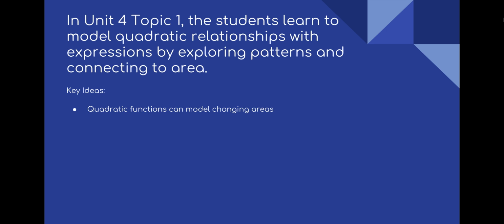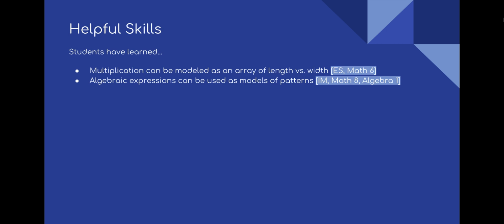In Unit 4, Topic 1, students learn to model quadratic relationships with expressions by exploring patterns and connecting to area. Key ideas include that quadratics and quadratic functions can model changing areas. Helpful skills: at this point, students have learned multiplication can be modeled as an array of length versus width. This is done extensively in elementary school and in Math 6. Algebraic expressions can be used as models of patterns. This is done in IM or Math 8 and Algebra 1.